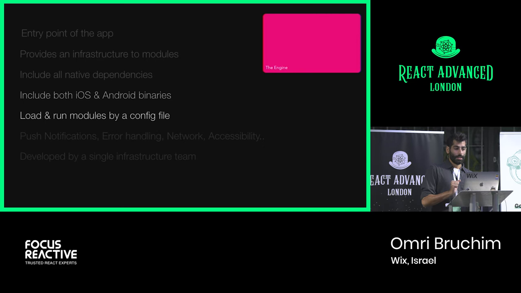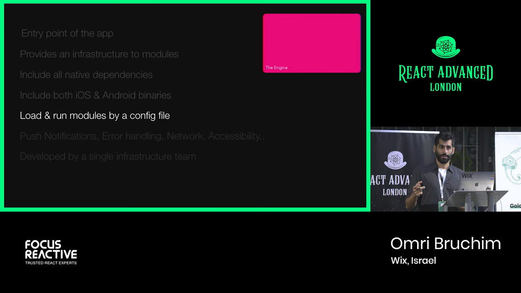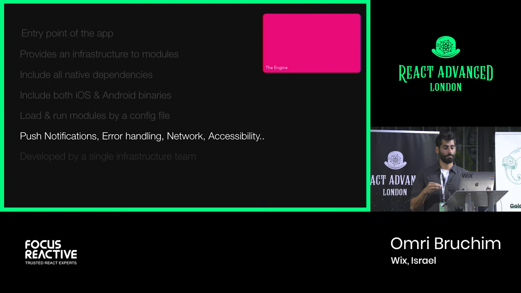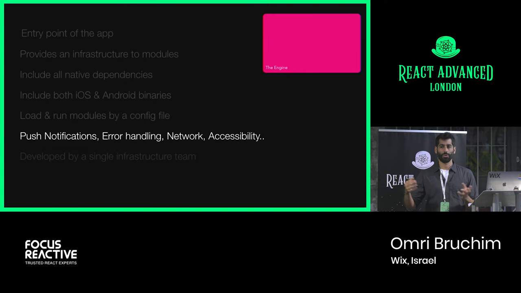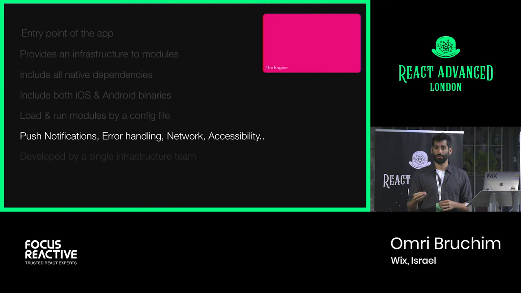The engine is the one that loads the modules with a config file. We will see it in a minute. It holds all the infra like push notification handling, error handling, network, localization, accessibility, even fetching. We swizzle in the fetch, and we want to see which module makes a fetch and how much time it takes, and if there are any bottlenecks, to analyze the performance.